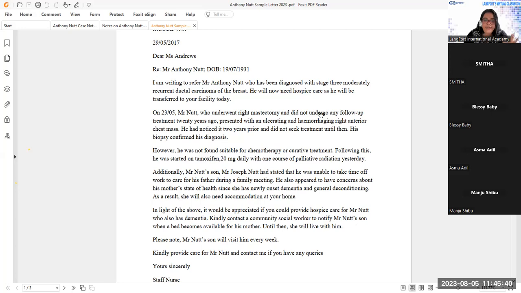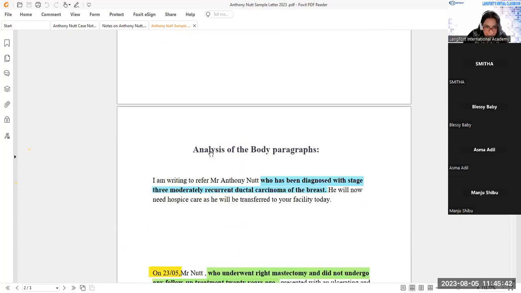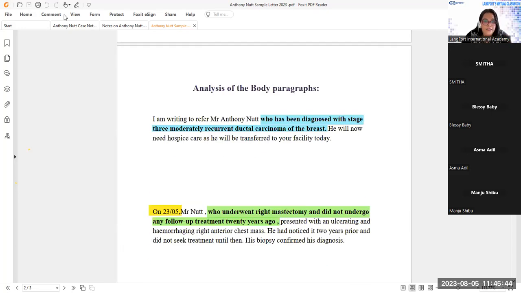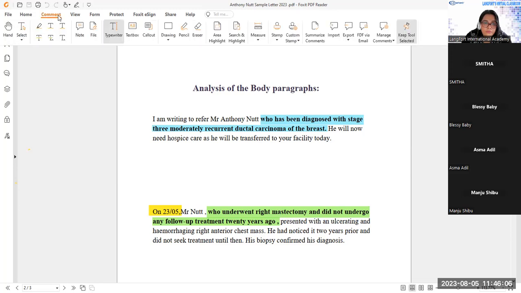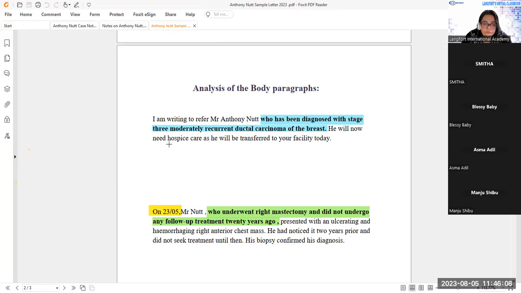Okay, let's analyze the body paragraph, starting with the first paragraph. Smita, can you unmute yourself and read the first paragraph for me, please? Yes, ma'am. I am writing to refer Mr. Anthony Nath, who has been diagnosed with stage 3 moderately recurrent ductal carcinoma of the breast. He will now need hospice care as he will be transferred to your facility today.